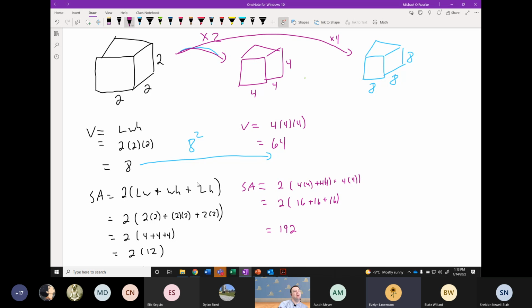All right. Let's work this one out first. I want you to do this question here real quick. What's the volume of this one and what's the surface area of this one?